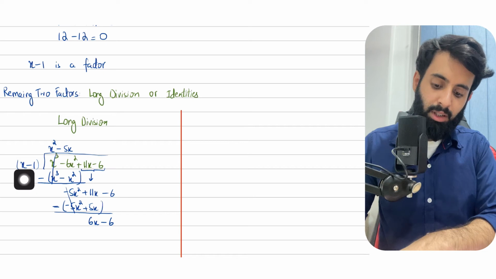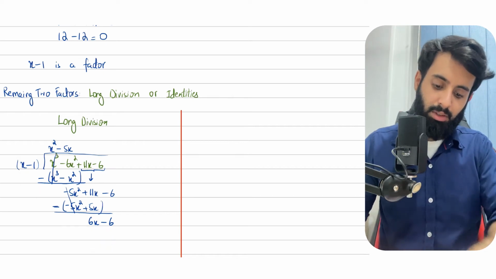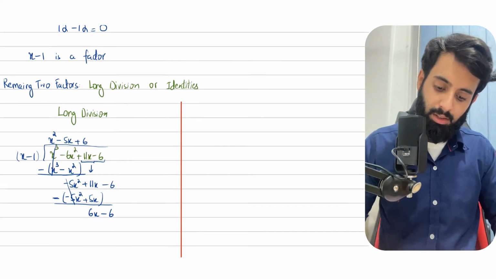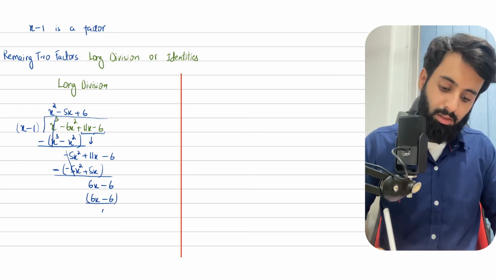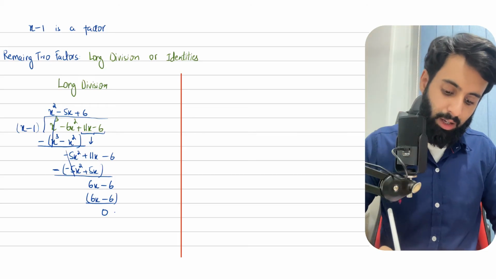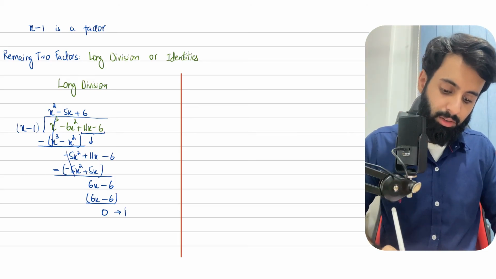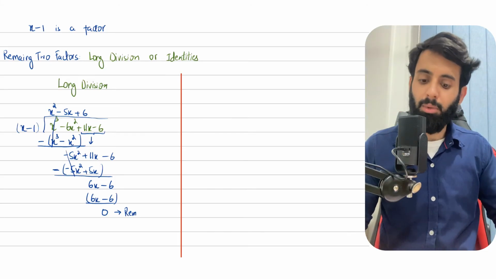Now we have a new objective, and the objective is to bring this x to 6x, for which we're going to multiply it by 6. And now we have 6x minus 6. And if you subtract this, you get 0. So that's it. This had to be 0 because we divided a polynomial by a factor.